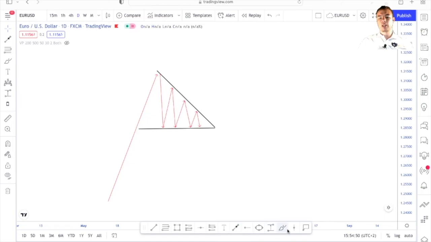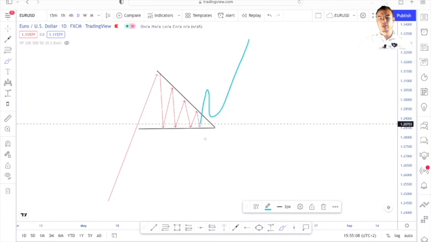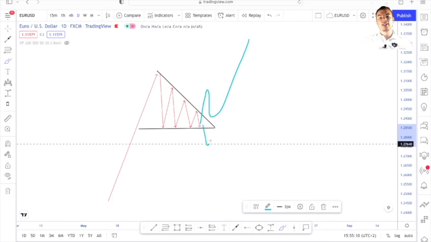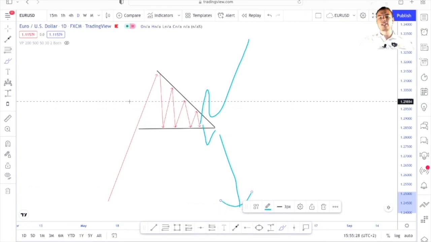So one of two things will happen. It'll either break above, make a new higher high, come down to retest a higher low, and then you would buy. Or it'll break below, make a lower low, retest. Remember, this is acting as support, breaks below, retest, now it's acting as resistance. And then sell. So that is a descending triangle.